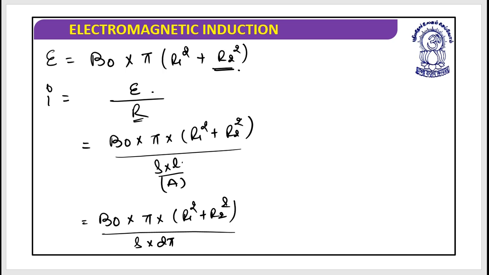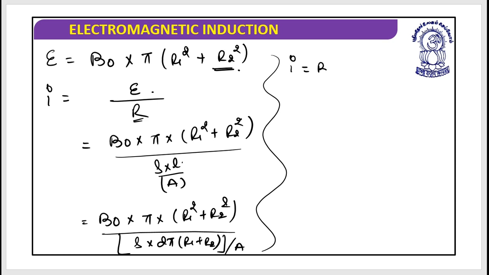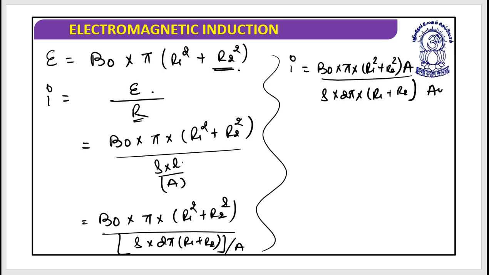It's 2 pi into R1 plus R2 divided by the cross sectional area of this. So I is equal to B naught into pi into R1 square plus R2 square multiplied by the cross sectional area of this, divided by rho into 2 pi into R1 plus R2. Yes, this much ampere of current will flow through it. I hope this is clear. And it is independent of time. Even the EMF is independent of time. I hope this is clear.